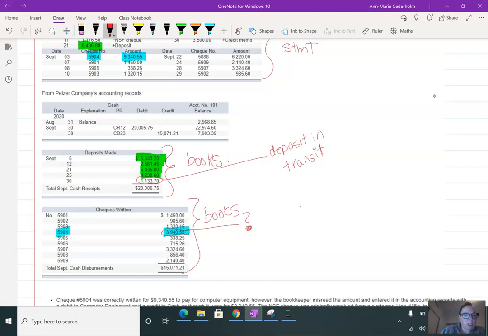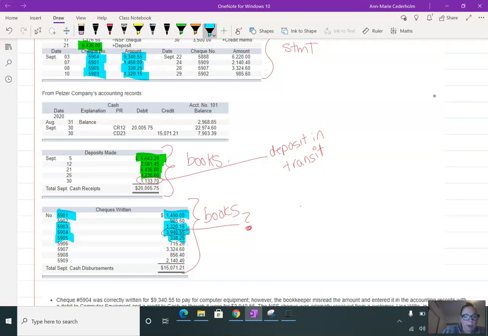So then I see the check for 5901 for $14.50. So I'll highlight that one. And then I see one for 5905. And that's for 338.25. So those are cleared. I see the one for September 10th, which is 5903. And that's for $13.20. So those ones are cleared.